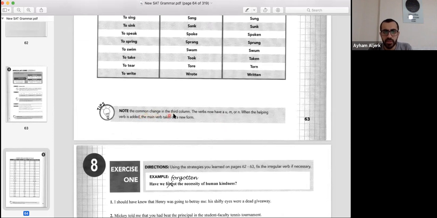Note the common change in the third column. The verbs now have a U, M, or N.